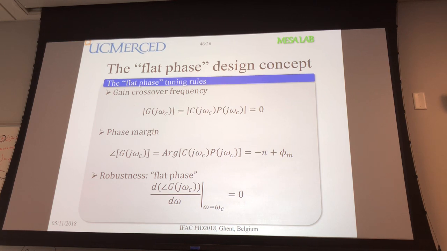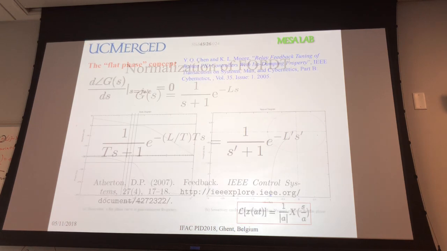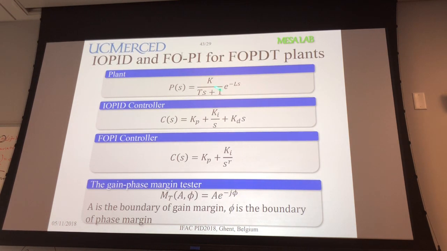So that is 3 design parameters. Gain crossover frequency, you can tell me what you want, omega c. Phase margin, how much you need. And flat phase is imposed. 3 conditions, you tune the 3 parameters, like the 3 parameters here. 1, 2, 3, and 1, 2, 3, okay?